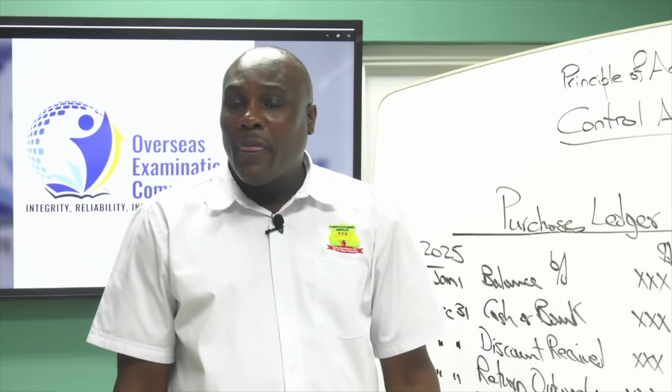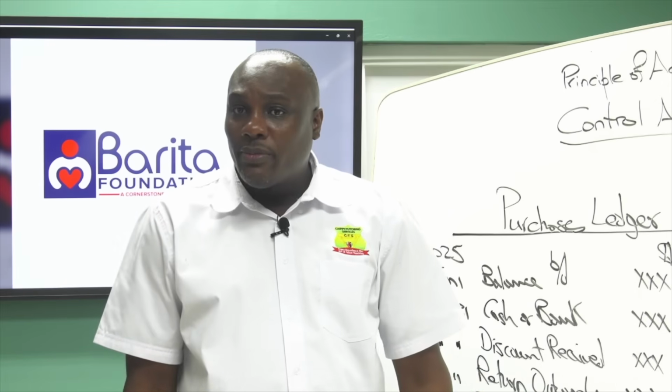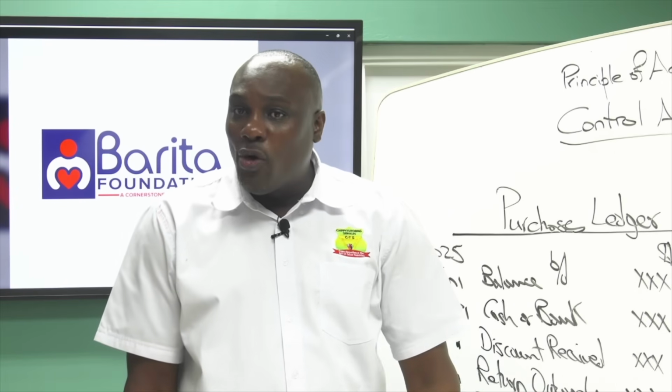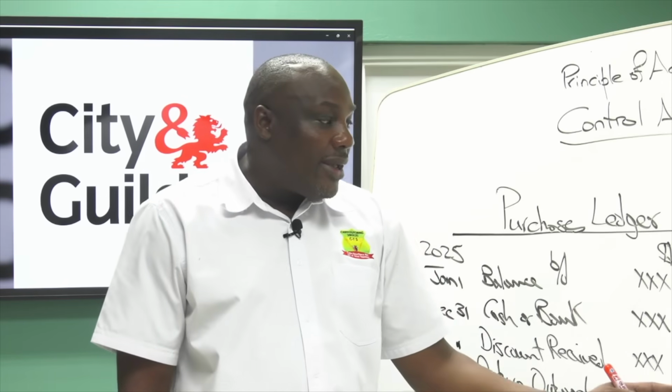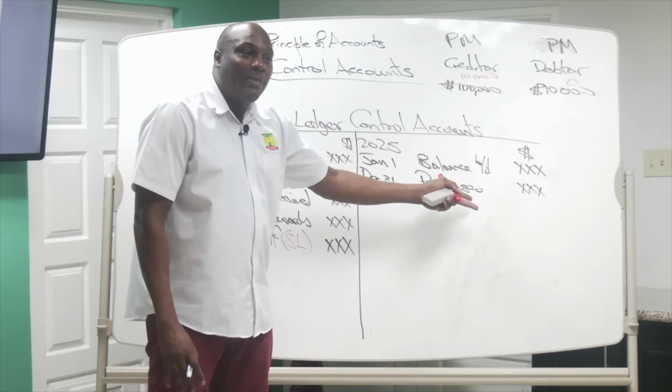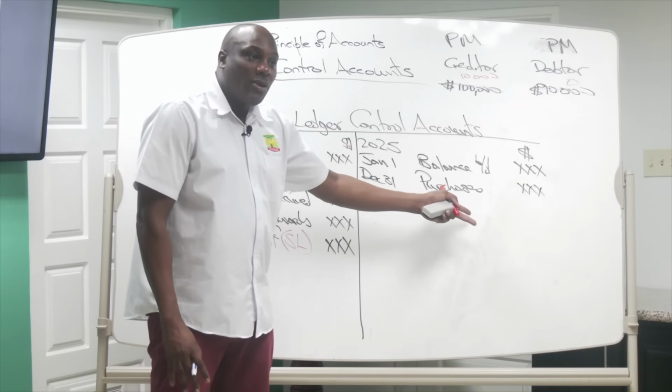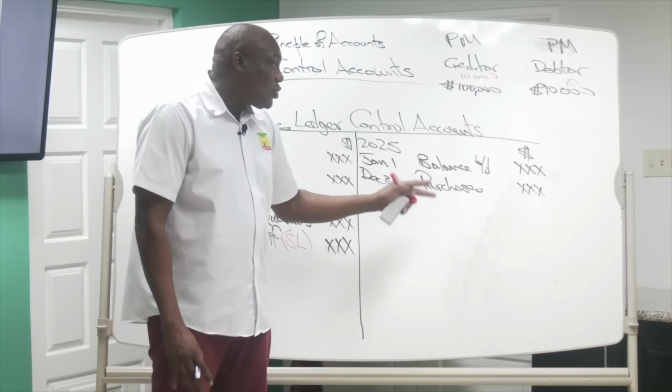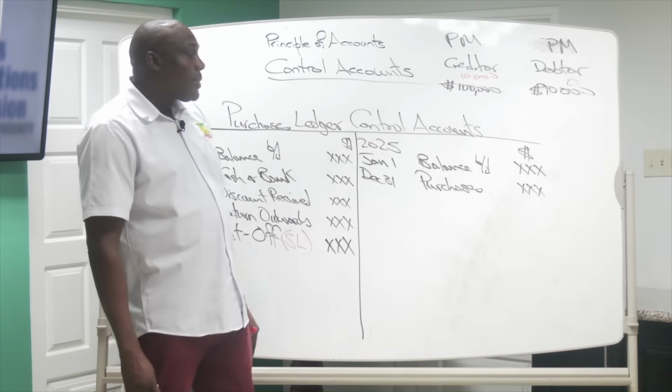Another thing you must understand is that if we buy goods on credit from a creditor or a supplier, don't we owe them more? So that will increase the balance of owing, no sir? So that's why our credit entry would increase the balance of owing to the supplier.